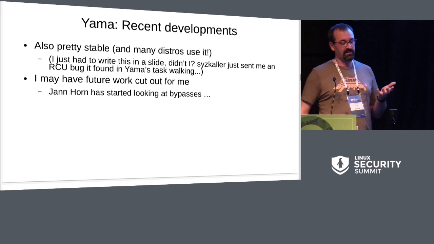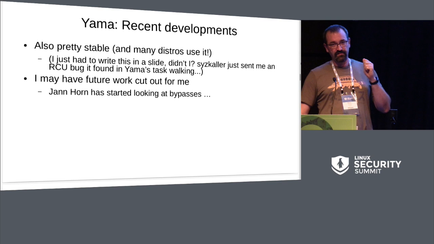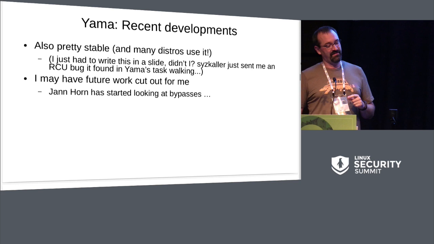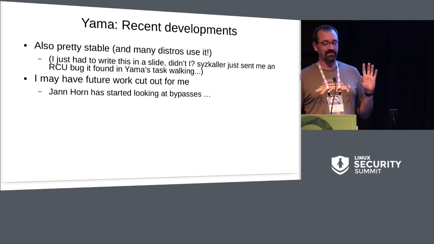And of course, I had to write that, and syzkaller, which has been running for I don't know how many hundreds of thousands of hours in various places, just sent one bug that it hasn't been able to reproduce in 4 days. So there may be an RCU bug in here that a couple people are helping me look at it. And I may have some future work cut out for me because Jann Horn, who likes breaking the world, has started looking at Yama.